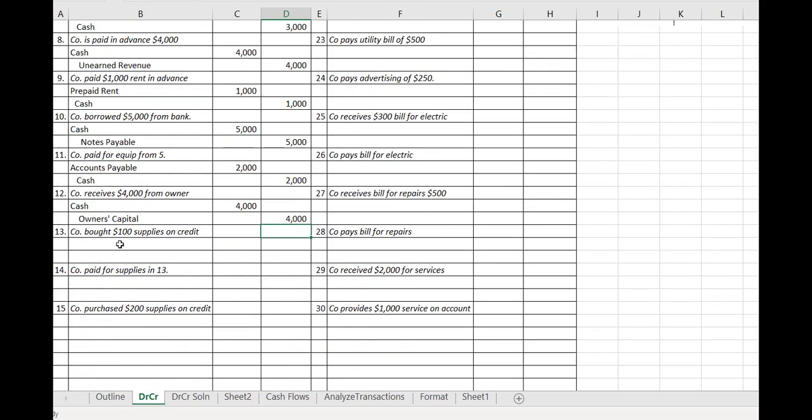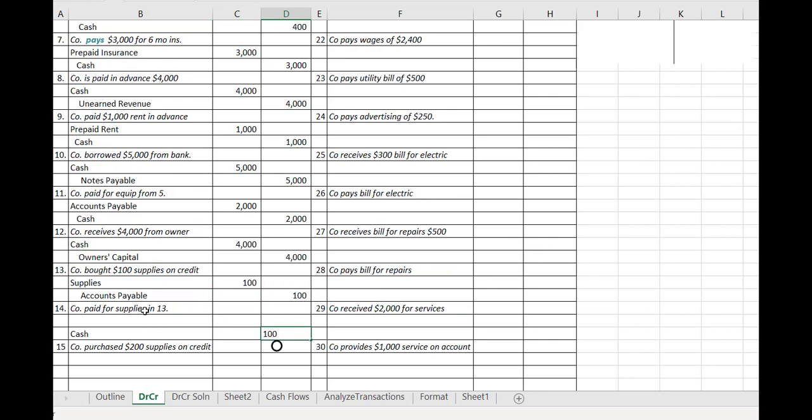Okay, we're almost there. Now we bought $100 worth of supplies on credit. I'm going to increase the asset supplies, and we bought it on credit, so I'm going to increase accounts payable with a credit. Okay, now pay for the supplies. We're going to pay for it, so there's pay again. We know that cash is going to go down, so we'll credit cash for 100. Whoops. And I'm going to decrease my liability accounts payable by $100.